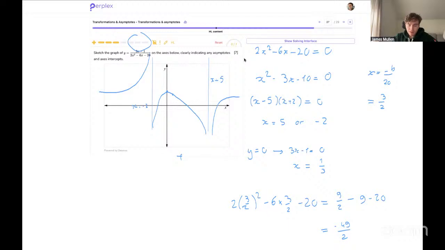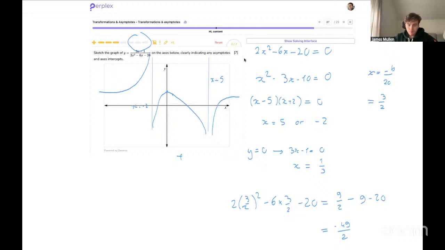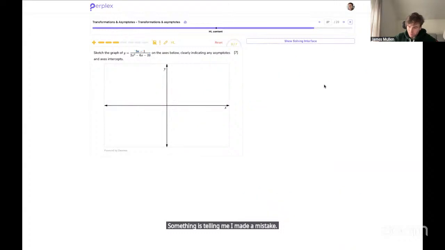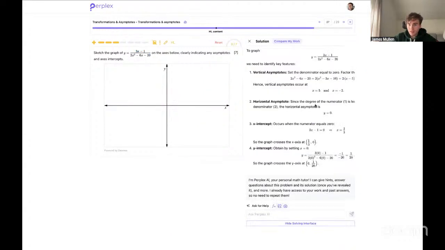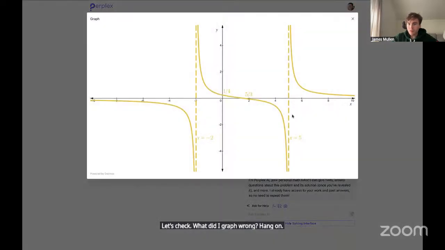I want to make sure I graphed this right because something is telling me that I made a mistake. Of course, it's not working. So I'm just going to check the solution quickly. Something is telling me I made a mistake. Let's check. So, what did I graph wrong? Hang on. Oh yeah, so there is an asymptote.